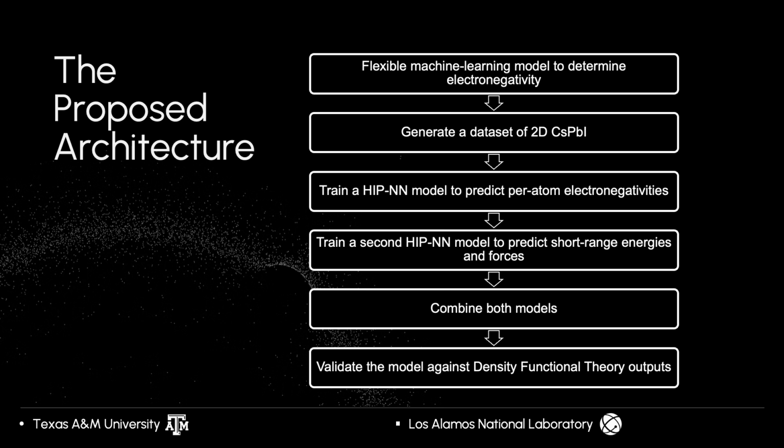Simultaneously, a second HIP-NN network will be trained on total energies and atomic forces from density functional theory reference data to capture short-range bonding and repulsion contributions.